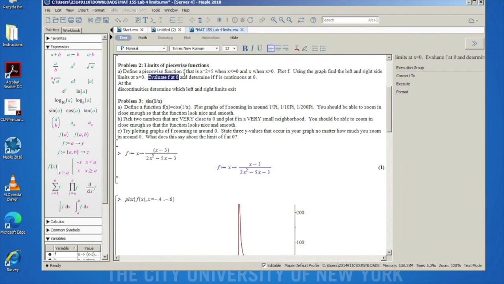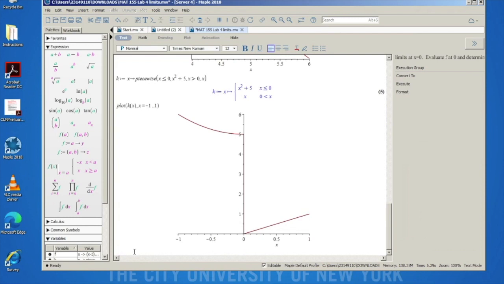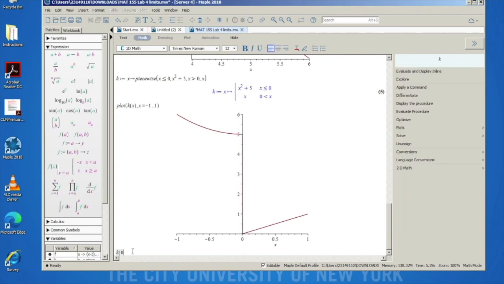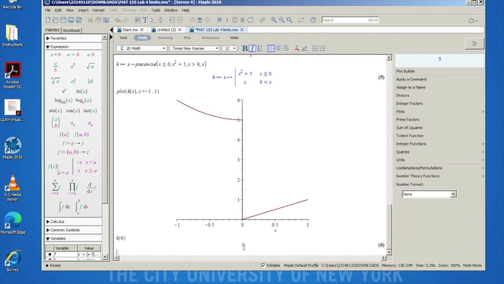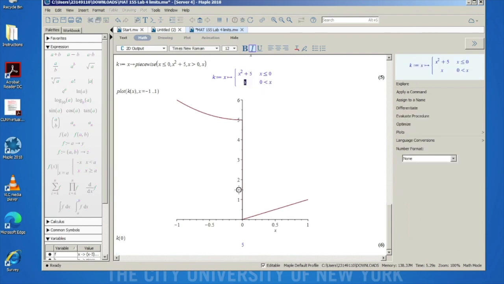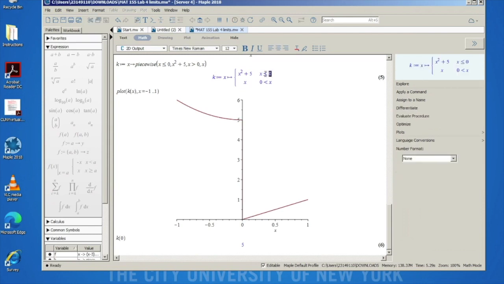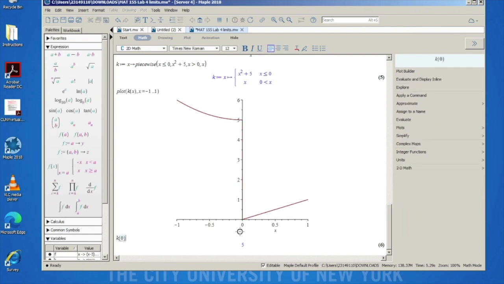Now, the final step is to evaluate f at 0. So we could use eval, or we could just plug in. And this is actually not f, this is k. I have k at 0, and this is going to give me 5. Now, why does k of 0 give me 5? Well, I'm plugging in 0, so I'm using the rule for less than or equal to 0. So when I plug in 0 for x squared, all you get is the 5. So that's why k of 0 gives you 5.